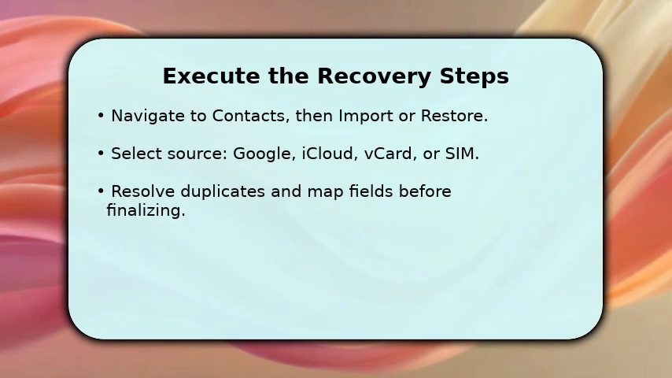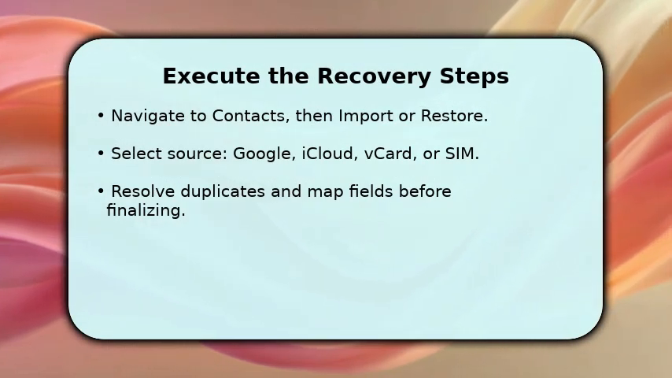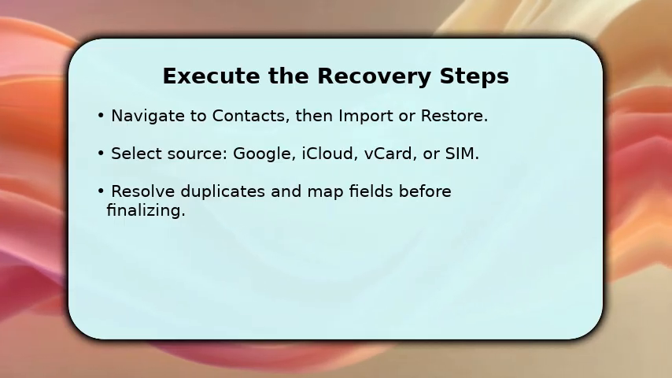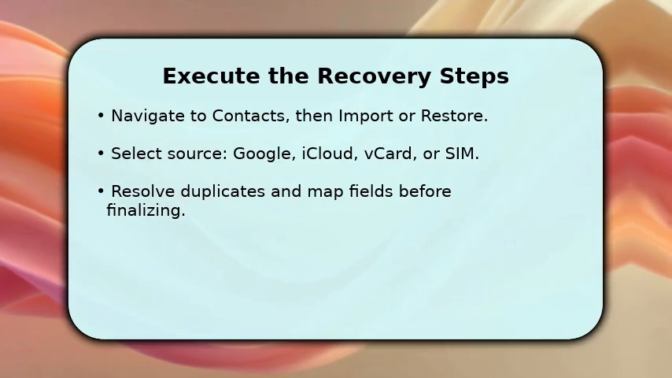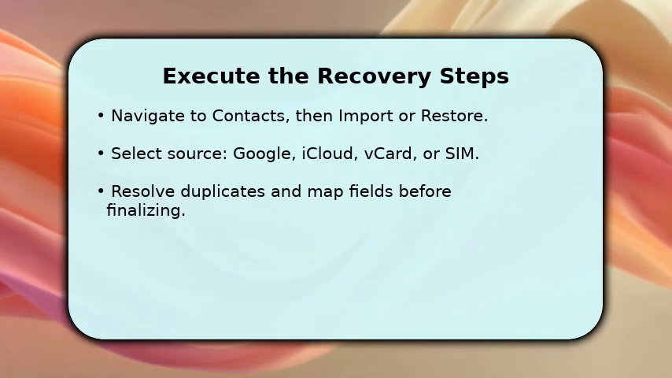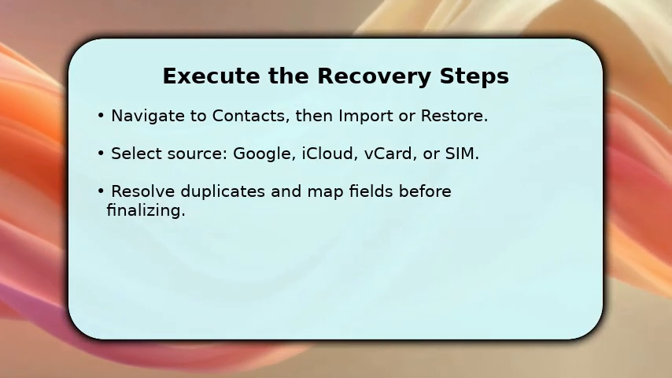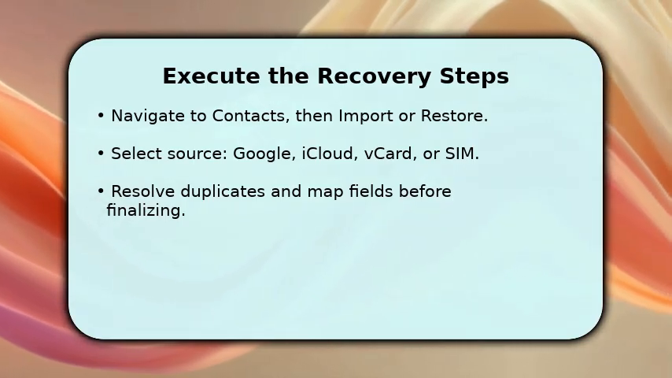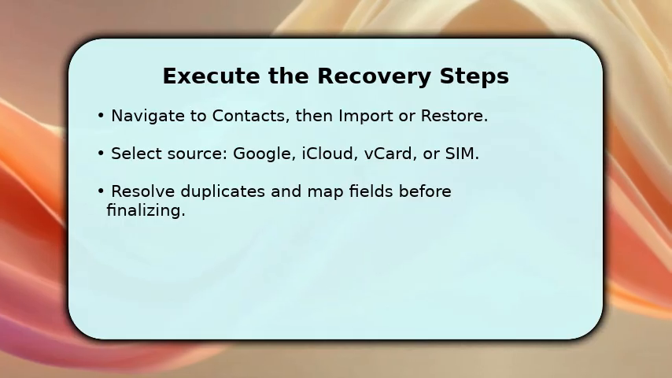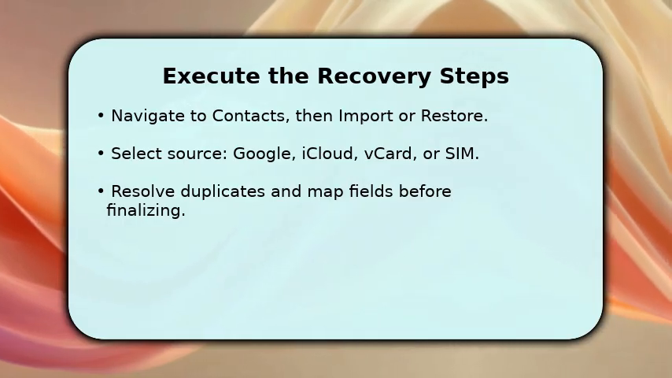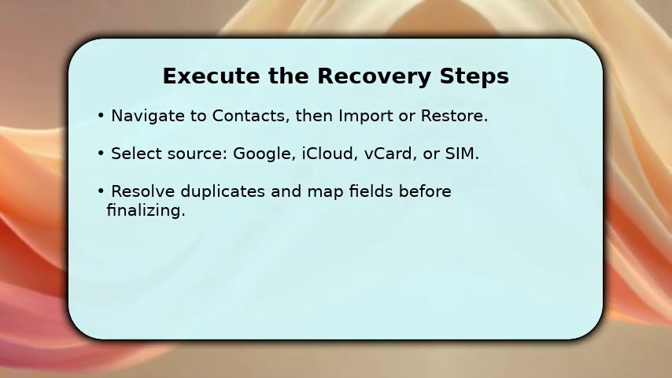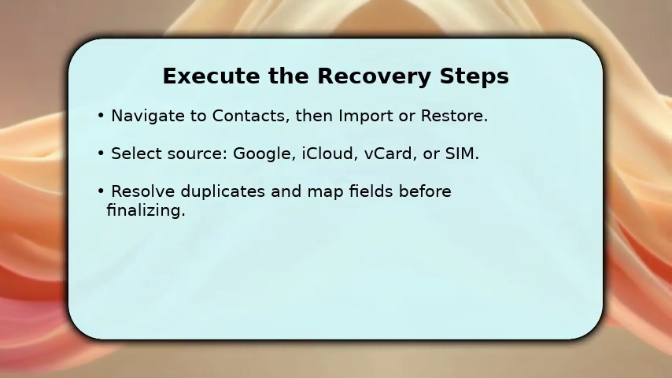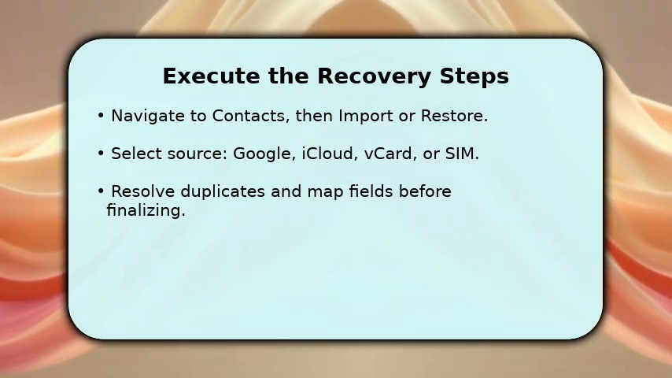Now perform the actual restore. Open the Contacts app or web account, choose Import or Restore, and pick the correct source: Google, iCloud, a vCard file, or the SIM card. Make sure to preview the mapping so names, numbers, and emails align. Mismatched fields create messy entries. Once you start import, monitor progress, and if duplicates appear, use the merge option or exported cleanup tools. This controlled approach prevents data loss and keeps your address book organized.